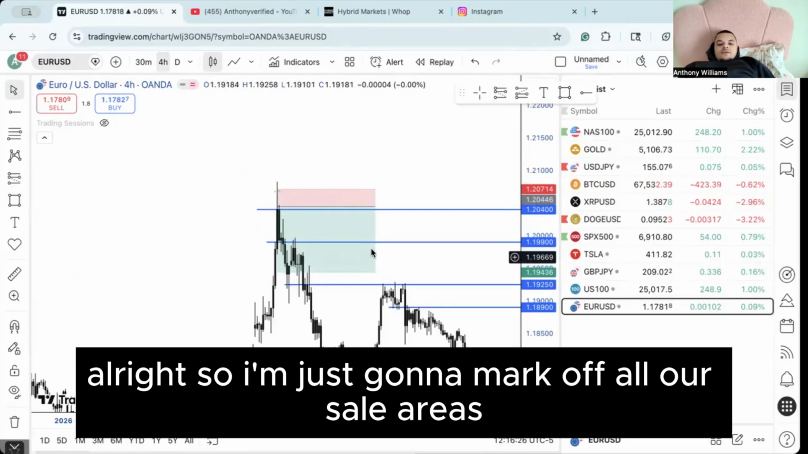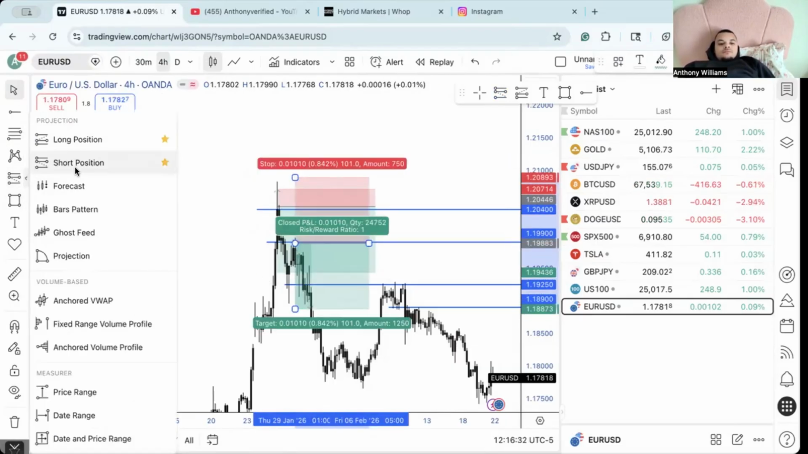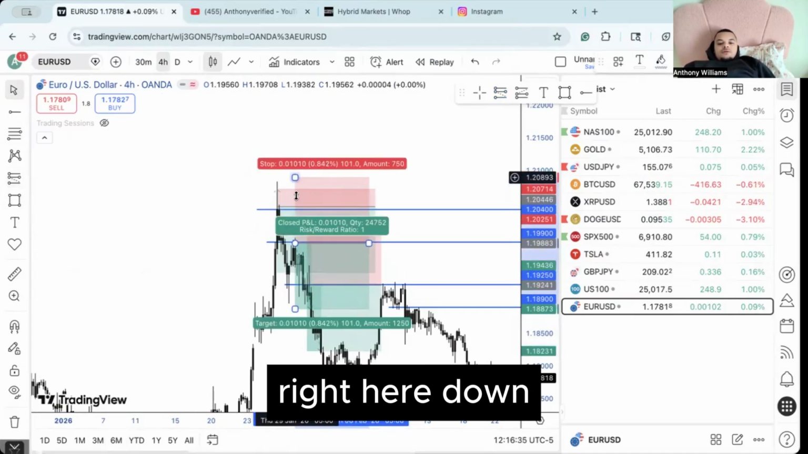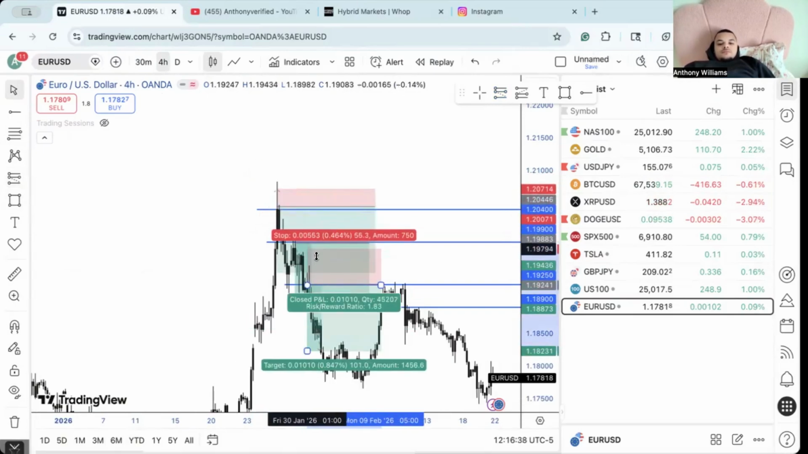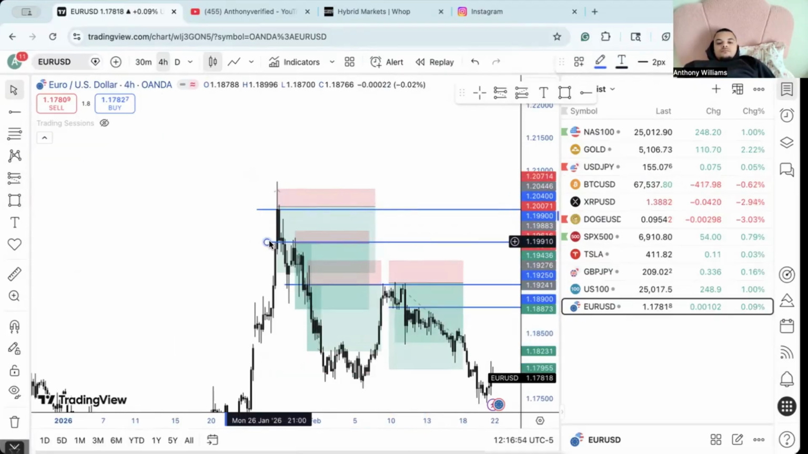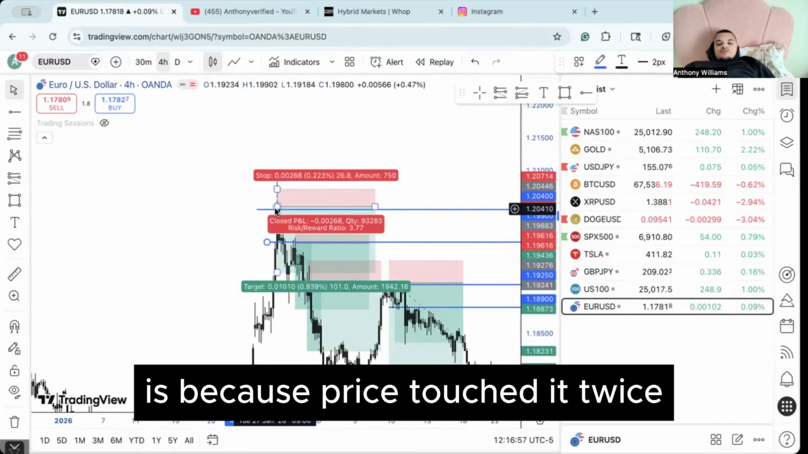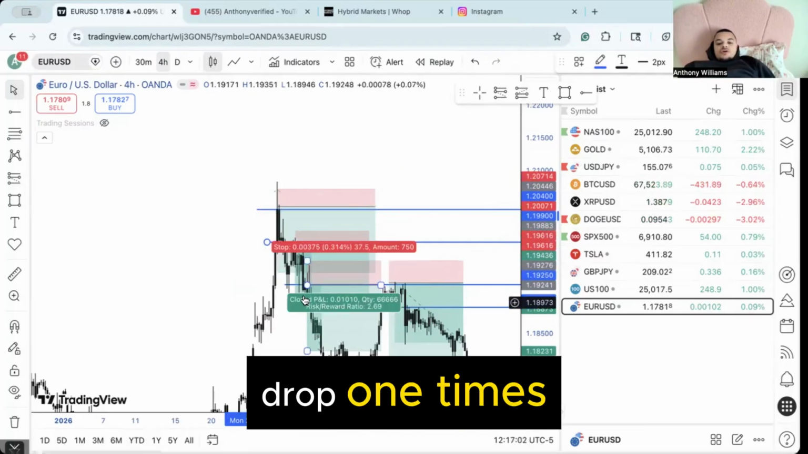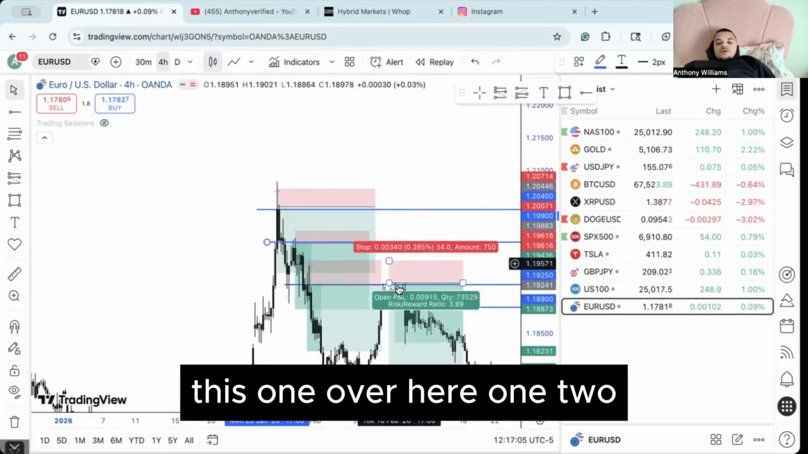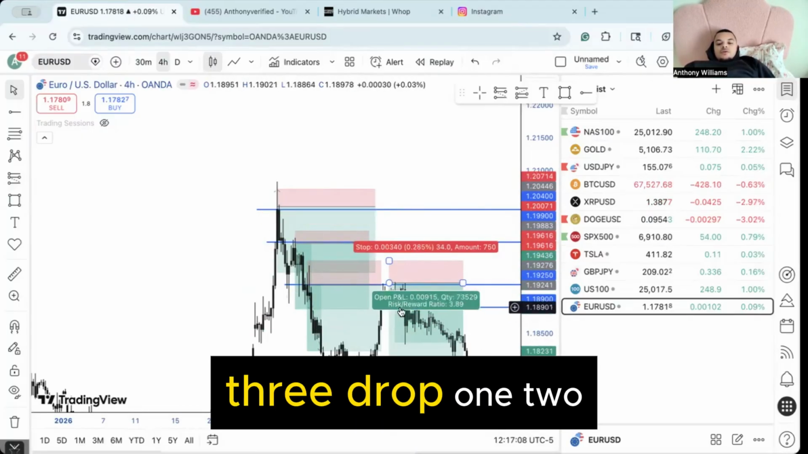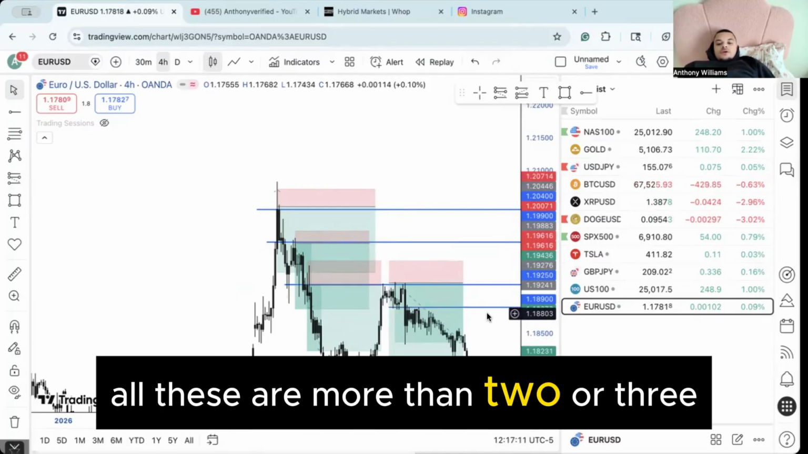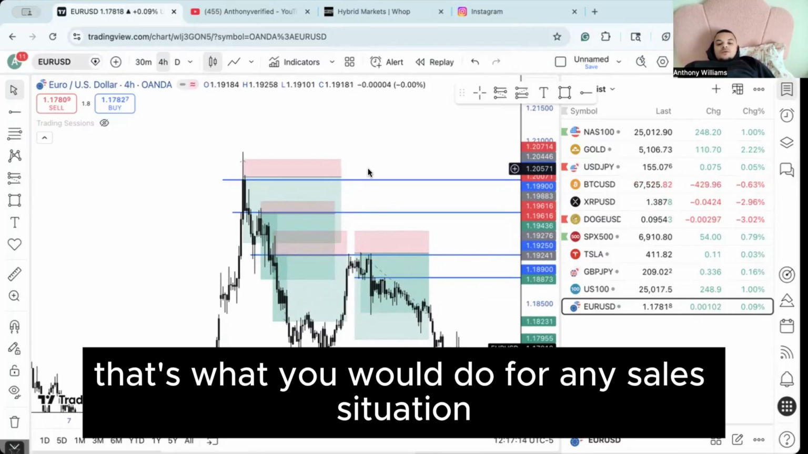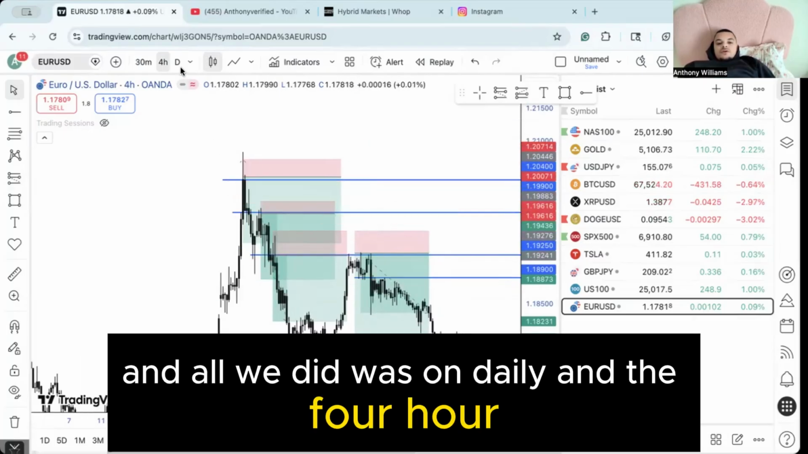All right. So I'm just going to mark off all our sell areas. Right here, right here, right here. Down, and down. And why we marked off all these areas is because price touched it twice, more than twice. So one time, two times, three times, drop; one time, two times, drop. This one over here, one, two, three, drop, one, two. All these are more than two or three, and they're all at whole numbers. That's what you would do for any sales situation. And all we did was on daily and the 4 hour.